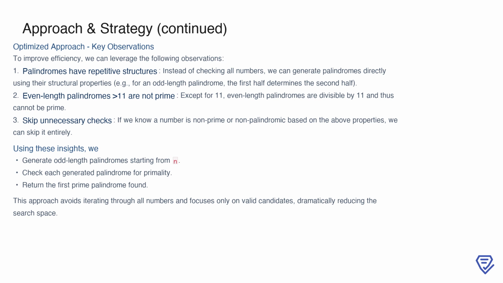Second, even-length palindromes greater than 11 are never prime because they are divisible by 11, making them unnecessary to consider. Lastly, we can skip redundant checks altogether. If a number is non-prime or non-palindromic based on these properties, we can avoid further examination. By generating only odd-length palindromes starting from n and testing their primality, we significantly reduce the search space and focus solely on valid candidates. This approach is far more efficient compared to brute force.